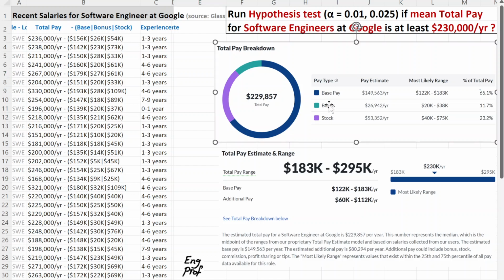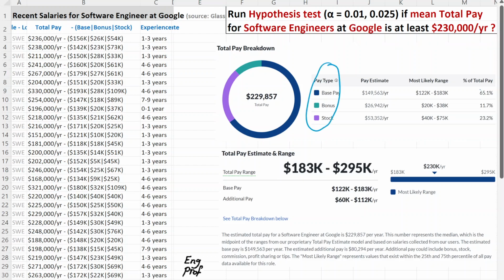and broken down into 3 rows: base pay, bonus, stock, as you can see here. And we are talking about the pay estimate for each component, average, and the most likely range, like a 99% range or something like that. And the total pay percentage, the last column, as a reference is just saying, for instance, that on average it is expected that about 23.2% of the total annual pay is in stock, at least recently for software engineers at Google.